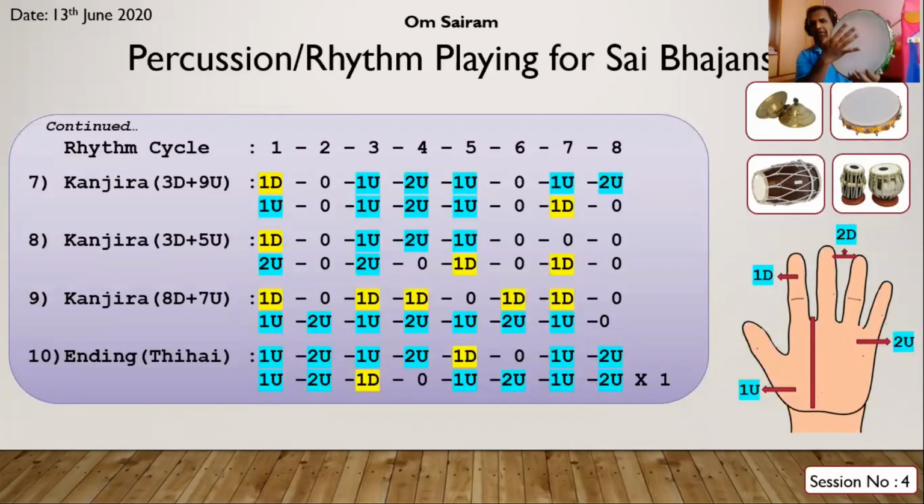So again, we'll do this. The ending or the Tihai. 1 2 3 4 5 6. Then 1 2 3 4 5 6. Okay, 5 6. 1 2 3 4, again 1 2 3 4 5 6, 1 2 3 4 5 6, 1 2 3 4. You can remember like this also is fine. Play it fast, it sounds like this. So this is how it sounds. Okay. So I'm ending this.